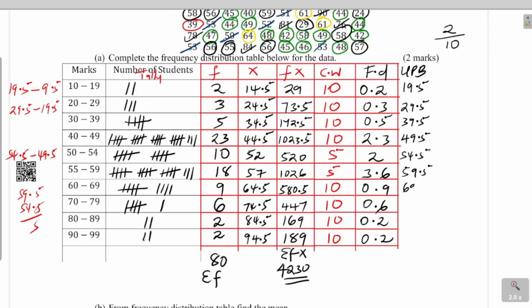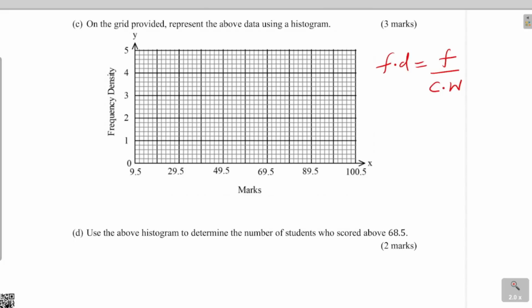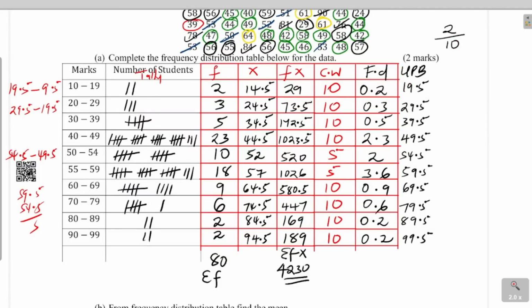59.5, 69.5, 79.5, 89.5, 99.5. So when you are drawing the histogram, we use the frequency density against the upper class boundary. So like the first class, 19, the class will go up to 19.5, so from 9.5 to 19.5. 19.5 will be here. So the first class frequency density is 0.2.